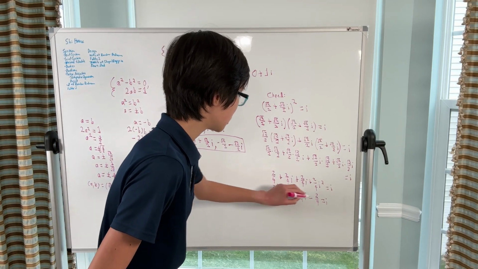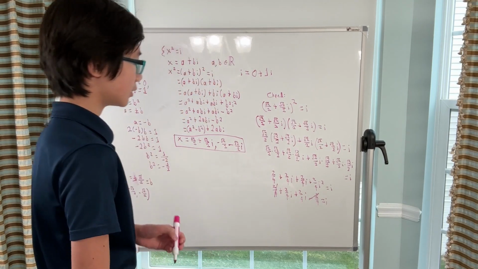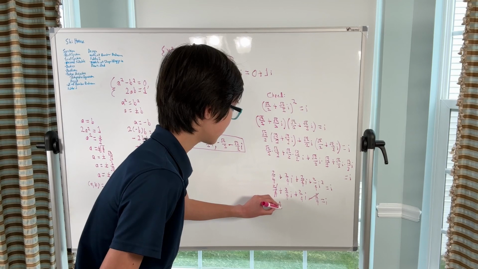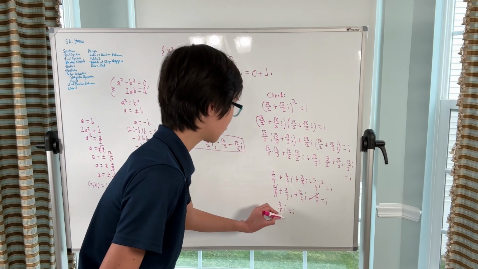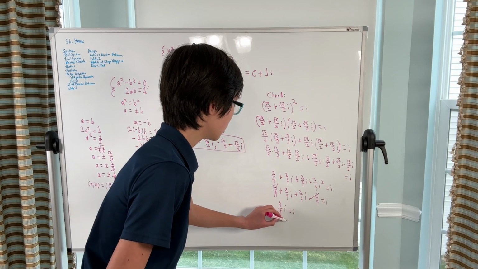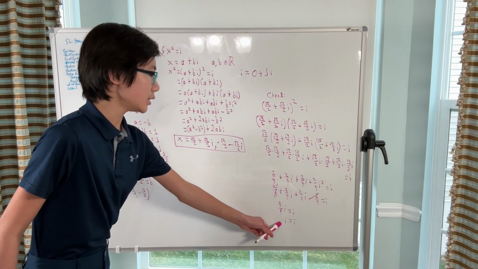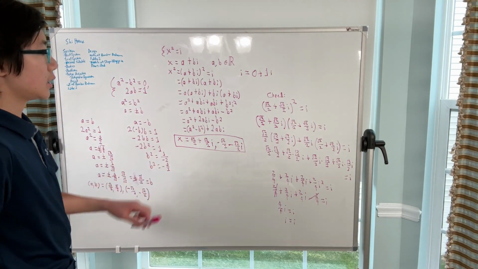Notice that these two terms cancel out, because here is 2 over 4 and here is a -2 over 4. And these two terms, when added together, give us 4 over 4i equals i. And 4 over 4 is just 1. So i equals i. This is of course correct, which means that the original value for x is correct.